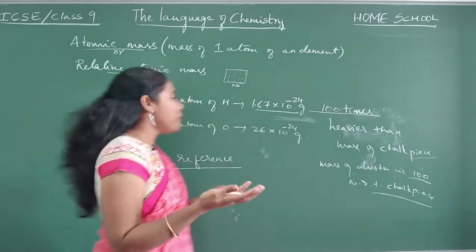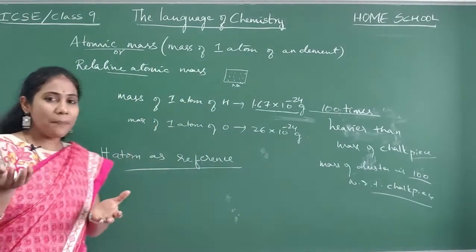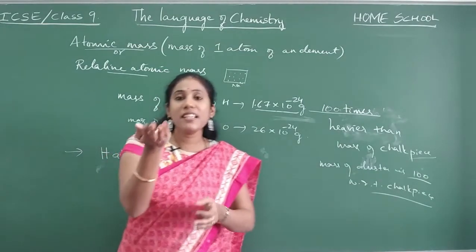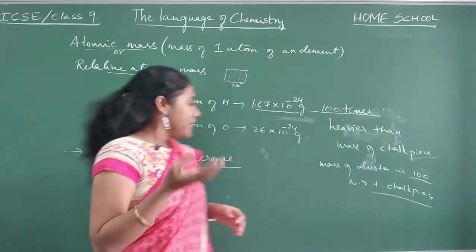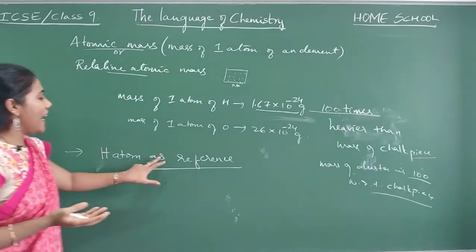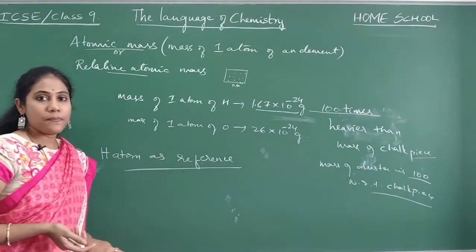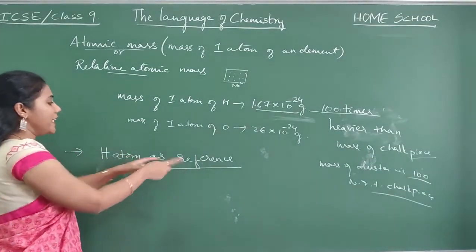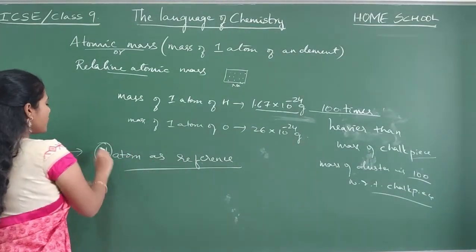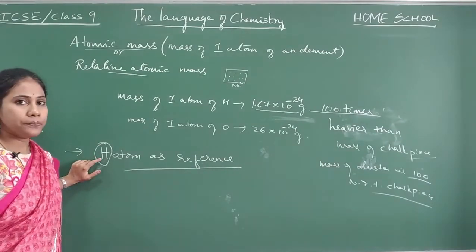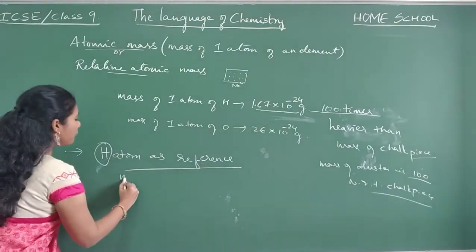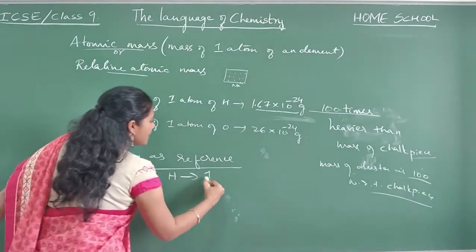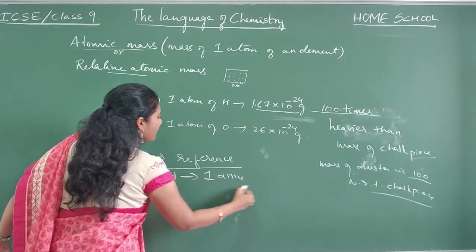To find the relative atomic mass, something should be there for reference, no? Here, for talking about the weight of dusters, I took a chalk piece as a reference. In a similar way, they took the hydrogen atom as a reference. When you take this as a reference, you must know its mass, no? Yes, so the mass of hydrogen was considered as 1 AMU.